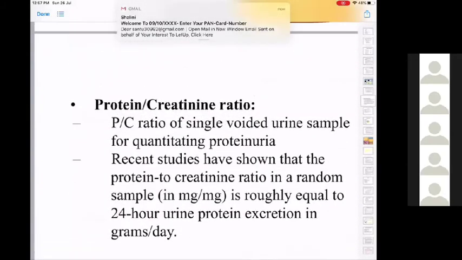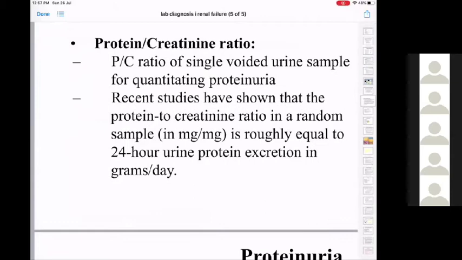Now the protein creatinine ratio, which is important, the PC ratio of a single voided urine sample for quantitating proteinuria. Recent studies have shown that the protein to creatinine ratio in a random sample is roughly equal to the 24-hour urine protein excretion in grams per day. So the protein to creatinine ratio is important for proteinuria nowadays.